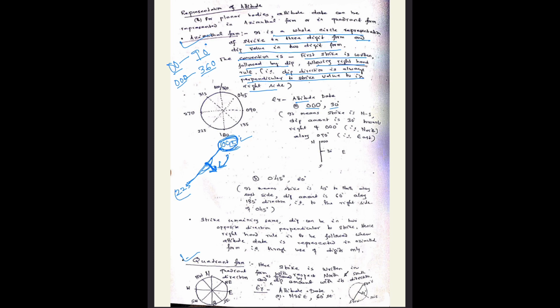If we had mentioned the strike value 2 to 5, then the dip direction would have been to this side, because this is the right side of 2 to 5. So with the strike line remaining the same, we see the dip direction can be in 2 directions. That's why we have to follow the right hand rule when we represent the data in azimuthal form or in whole circle reading form through digits only.